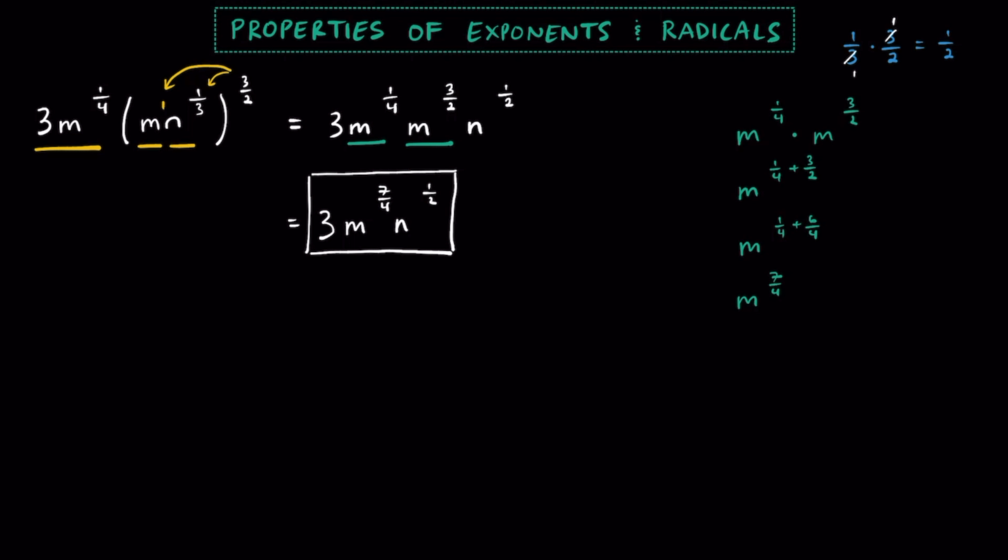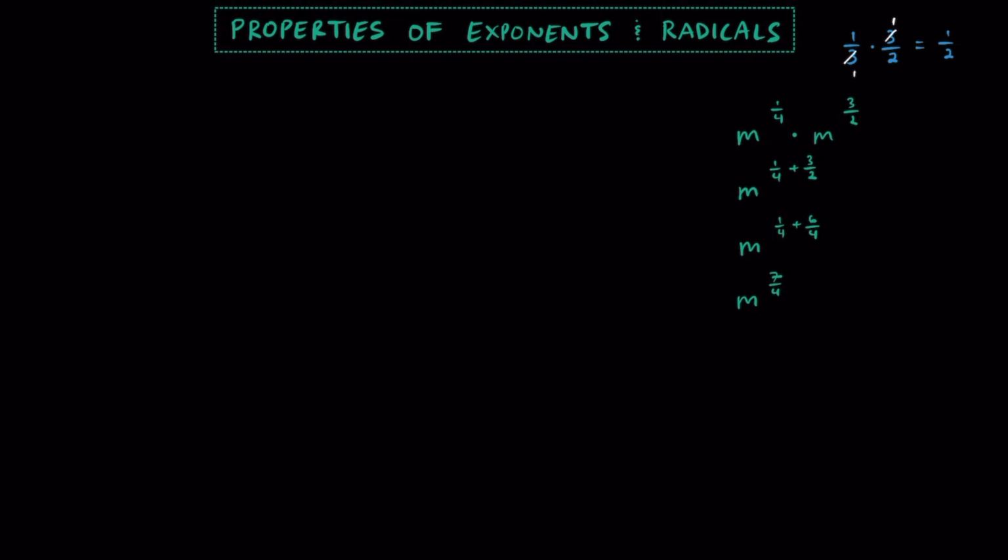Okay, if we needed to write this in radical form, we could as well. This would be 3, and I check out the denominator for the 7/4. That's going to be the 4th root of m, but that whole thing would be raised to the 7th power. And then n to the 1/2 power, that's really just the square root of n. So if you wanted to write it using radicals, you could as well. I'm just showing you both so you feel more comfortable switching back and forth between those forms a little bit.